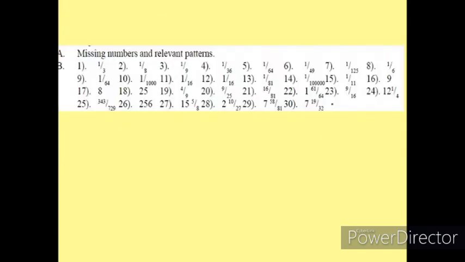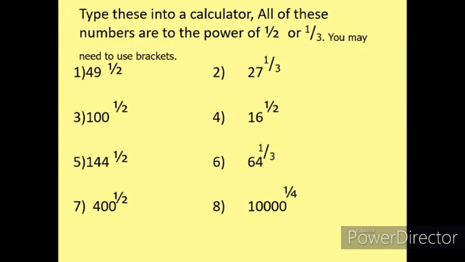These answers again, pause the video. Now you've got to do fractional indices. Now I want you to try and work this out for yourself. So get a calculator and type these in. Type in 49 to the power of half, see what answer you get. See if you can work it out for yourself. Pause the video. Right, the values I've got are these.